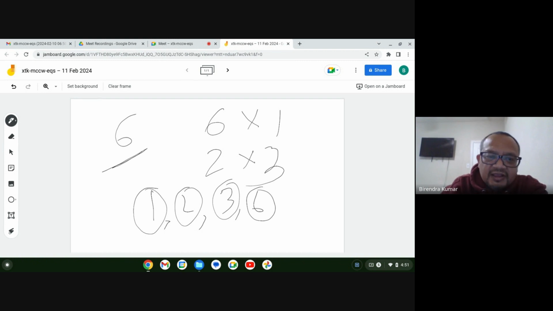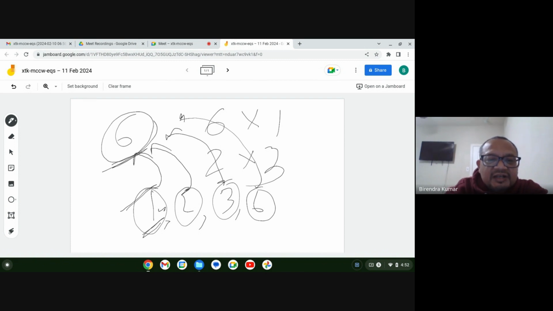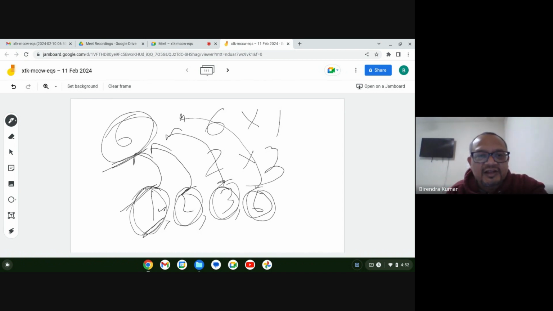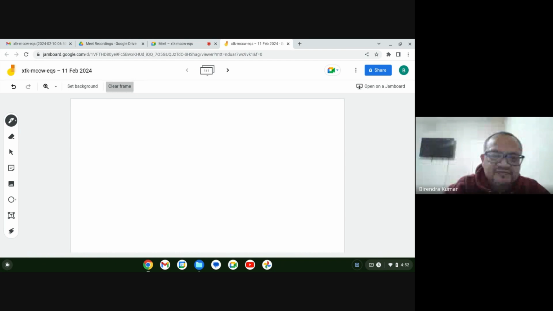Or if you look at it this way, what did I say? Any factor means this number can be multiplied with something to get 6. This can be multiplied by something to get 6. This can be multiplied with something to get 6. Now, that means 6 is a multiple of 1, 2, 3, 6. Let me simplify this further.